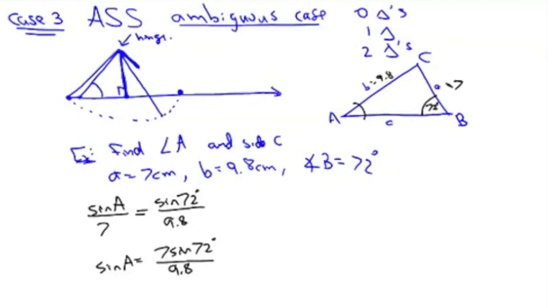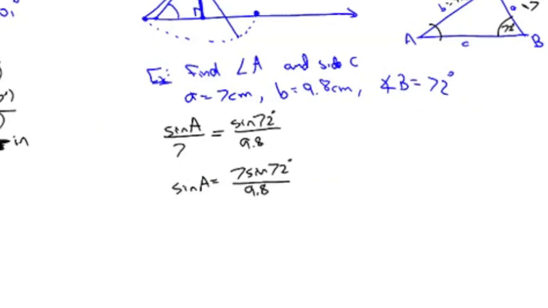How do you get rid of the sine? Sine inverse. So in your calculator, to get to A, you'll have to get sine inverse in there. Please do not use the reciprocal function. Sine inverse of 7 sine of 72 over 9.8. Sweet. So the measure of angle A is approximately 40 something. What do you want to start with? One decimal.